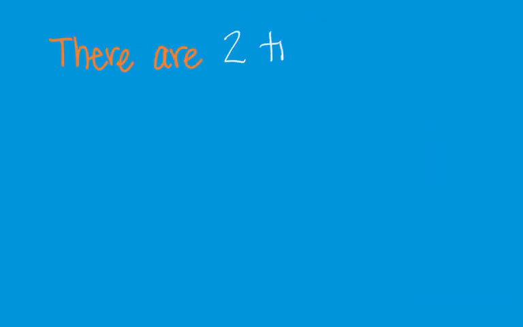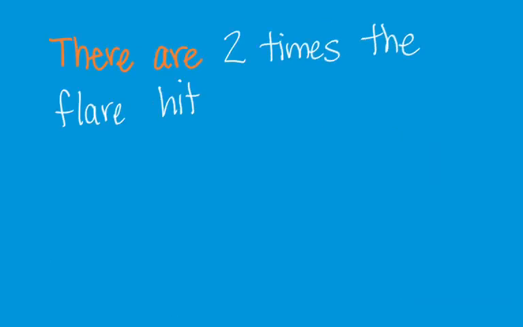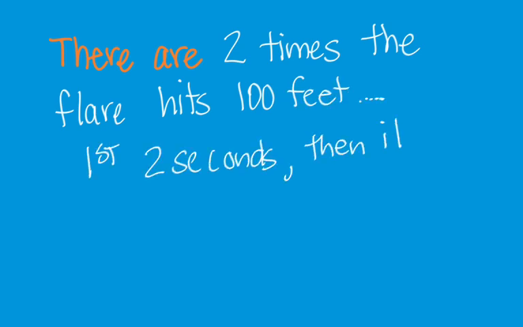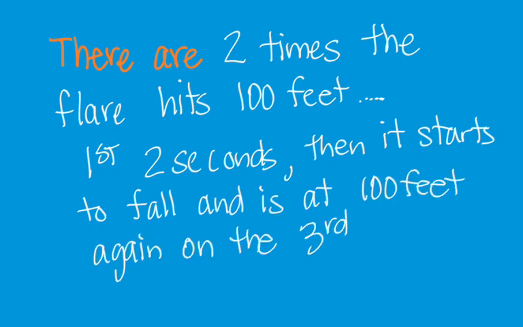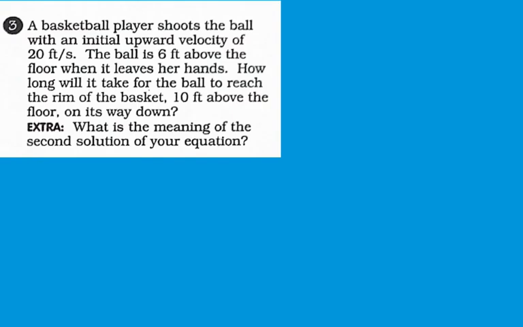So you could say that there are 2 times for it. The flare first hits 100 feet at 2 seconds, and then it hits 100 feet again at the 3rd second, right? So 2 times that it hits 100, but you could also just say that it's been above 100 for 1 second. All right, a basketball player shoots a basketball.